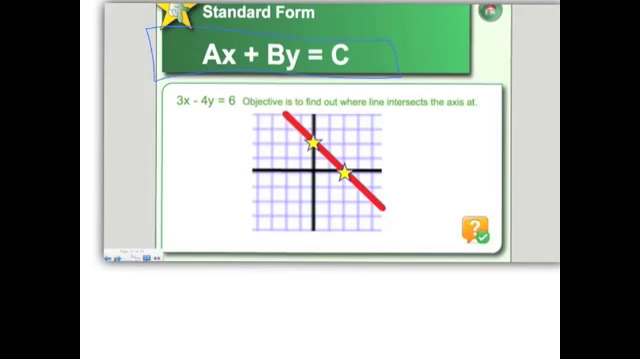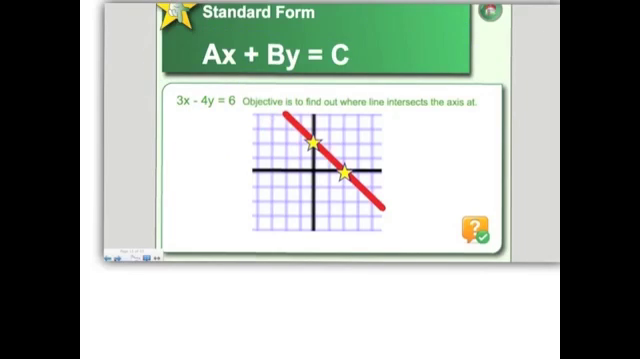This is called standard form, and that is the standard form to write the equation of a line. So the standard form of a linear equation is like so: ax plus by equals c, where a, b, and c are constants. And the x and y represent the same x and y as in y equals mx plus b, which is just an ordered pair.